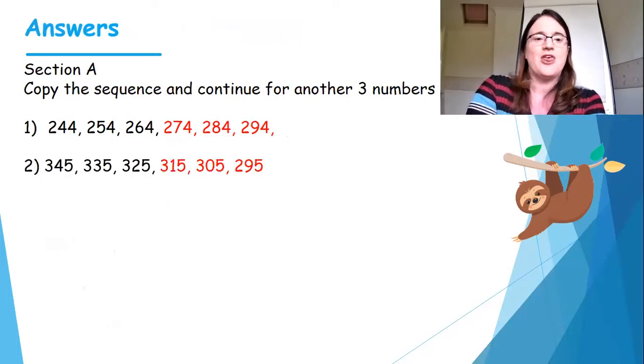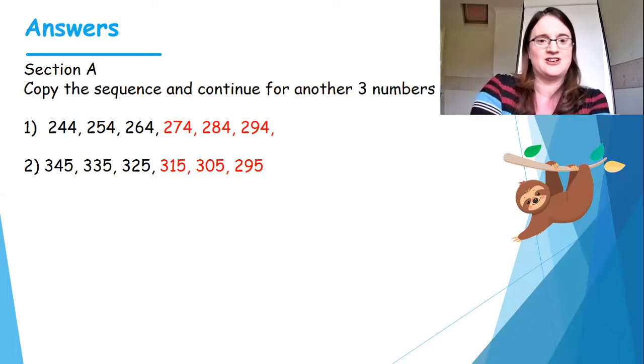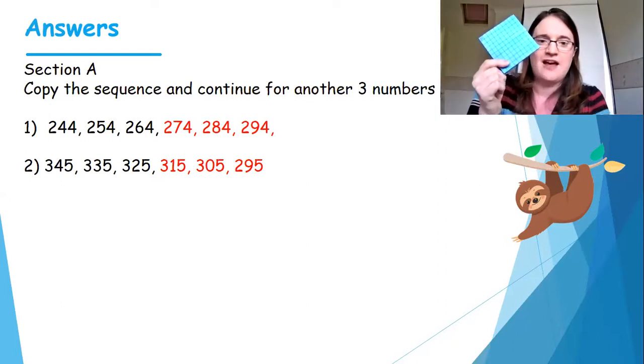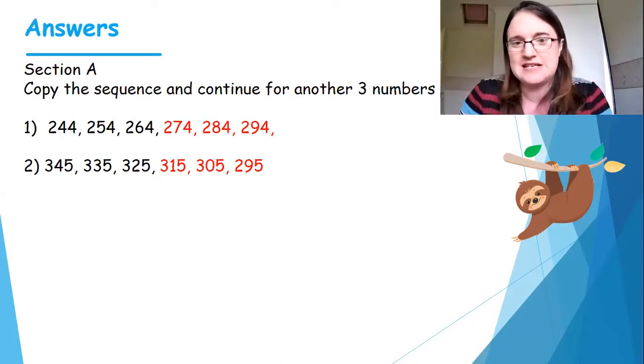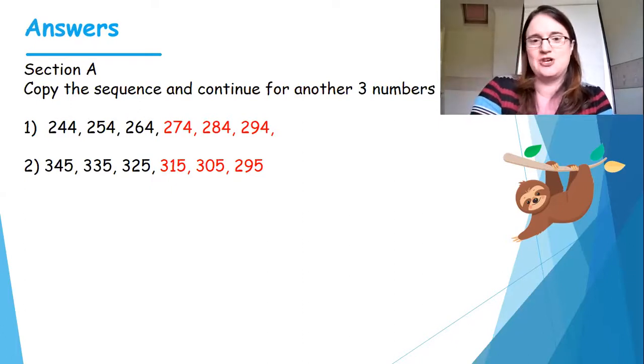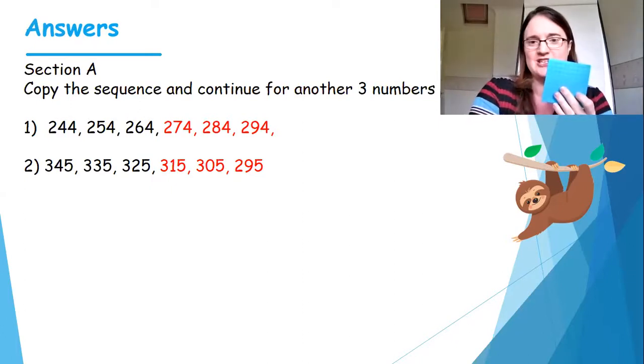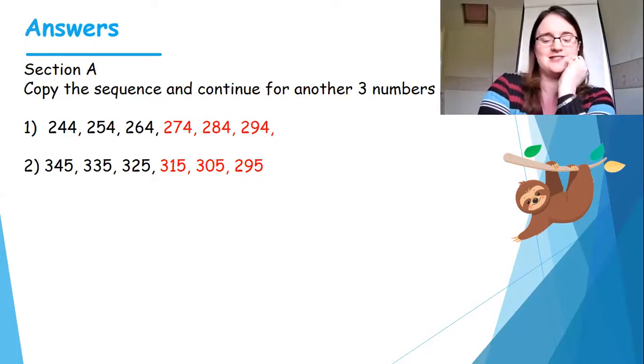Okay, next one. 345, 335, 325. We're going down. I was mean this time. We bridged 100. Look at it. 315, 305. Then we ran out of tens, so we had to take one of our hundreds and break it up into those 10 pieces and take one of them away. So we ended up with 295 because we'd exchanged one of our hundreds for 10 tens.